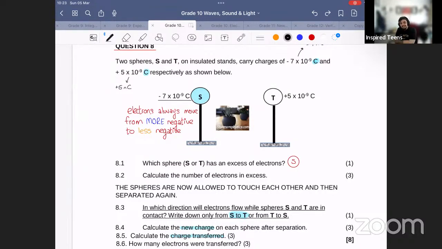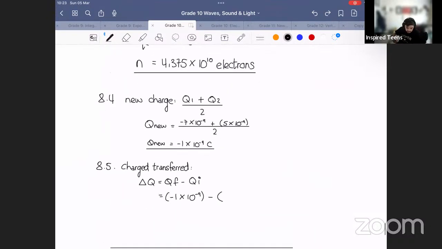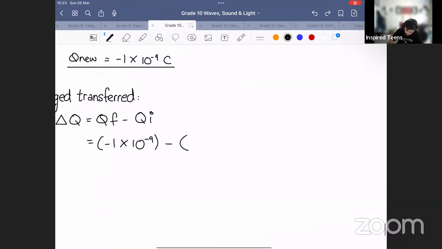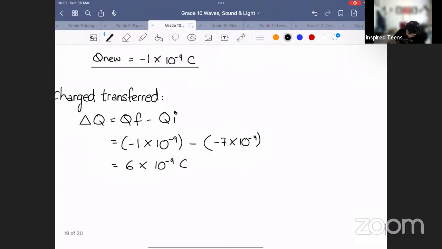Okay, some people are saying S. I can choose any of them, because they're both initials, and I'll show you the difference. So I'm going to choose -7, -7 times 10 to the -9, and I'm going to get an answer of 6 times 10 to the -9 coulombs as my delta Q.